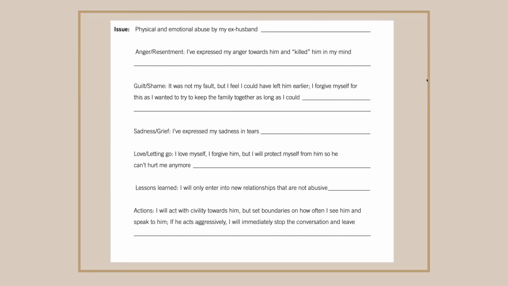And then lessons learned: I will only enter into new relationships that are not abusive. And actions: I'll act with civility towards him, set boundaries on how often I see him and speak to him. And if he acts aggressively, I'll immediately stop the conversation and leave. So this is the part he didn't really talk about, the lessons learned and the actions, but there are spaces in the workbook each day to think about that part of it as well.